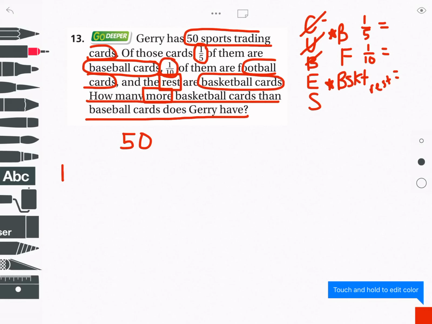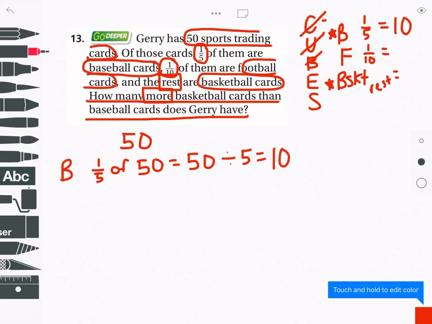So let me think. Here's my B. 1/5 of 50 would equal 50 divided by the denominator, which is 5, or 50 split into 5 different groups. Well, that is 10. So I know that he has 10 baseball cards because 10 is 1/5 of 50.